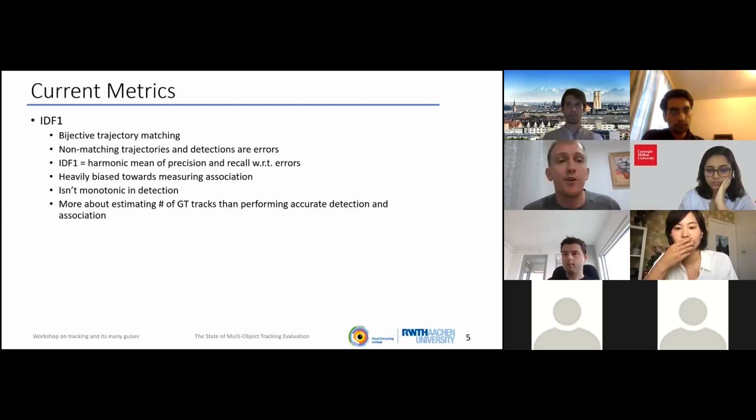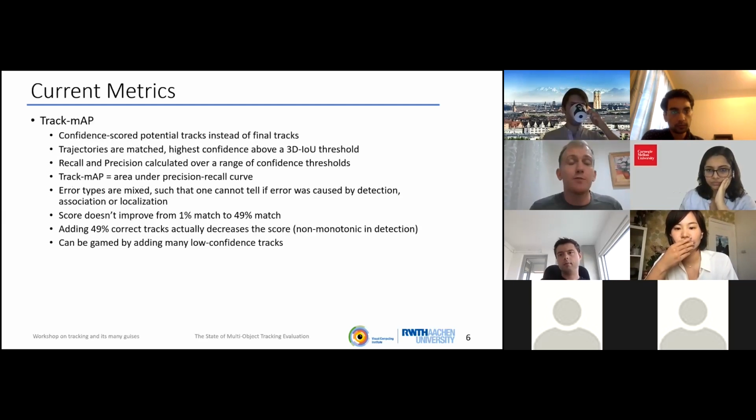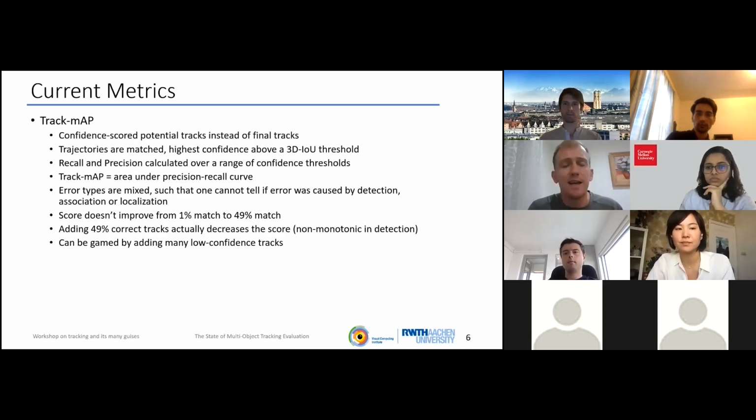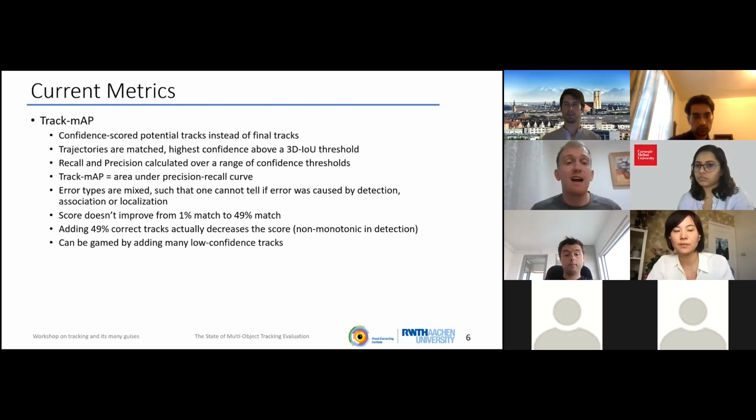So we'll move on to a third metric, which is getting more use recently. It's been used here in the TAO challenge, and it is the track mAP metric. This operates a little bit differently than the previous 2 metrics. In this case, the trackers are not required to output the final tracking results, but rather confidence-scored potential tracks.